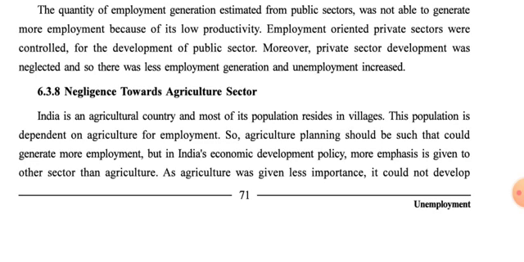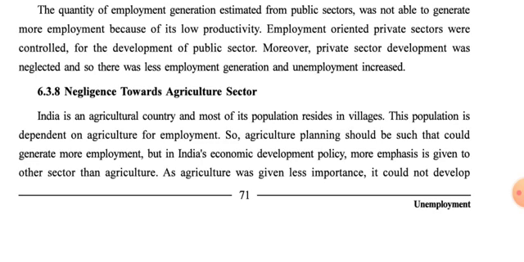So the majority of its population resides in villages, and this population is dependent on agriculture for employment. So agriculture planning should be such that it could generate more employment. But in India, in economic development policy, more emphasis is given to sectors other than agriculture. So it means agriculture planning should be such that it generates more employment.